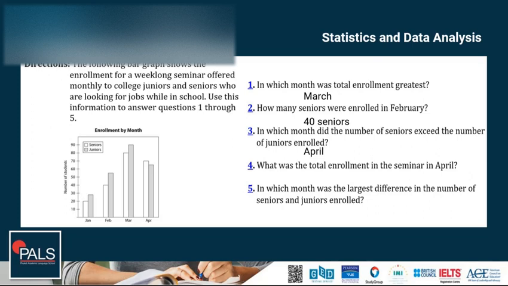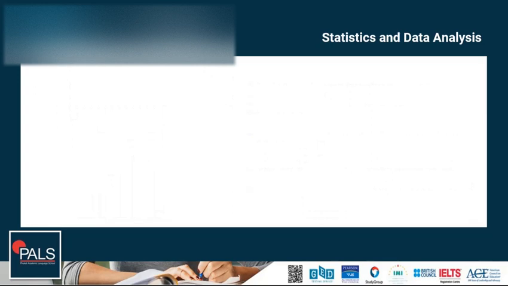You just need to add the total number of seniors and the total number of juniors, which gives us 135 in total. Number 5: In which month was the largest difference in the number of seniors and juniors enrolled? The answer is February. Now let's proceed to circle graphs.